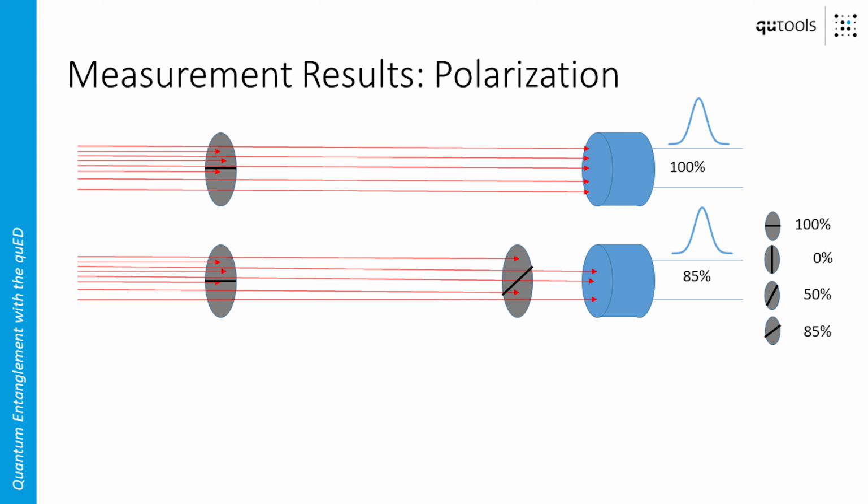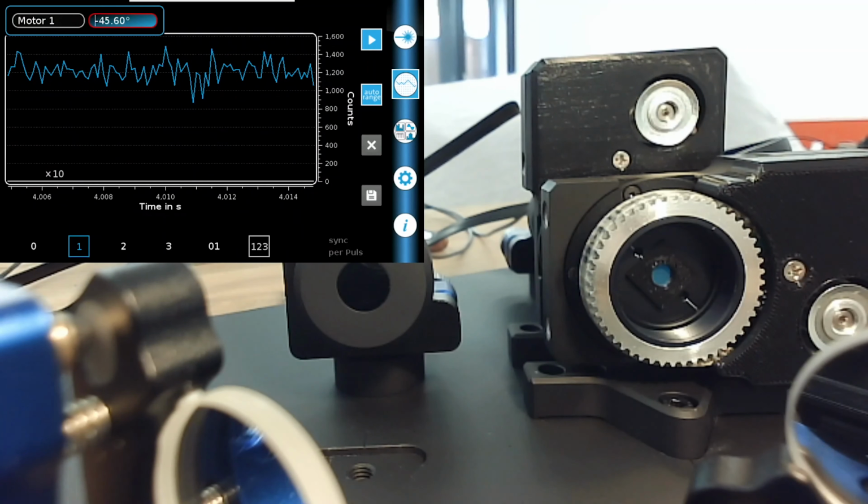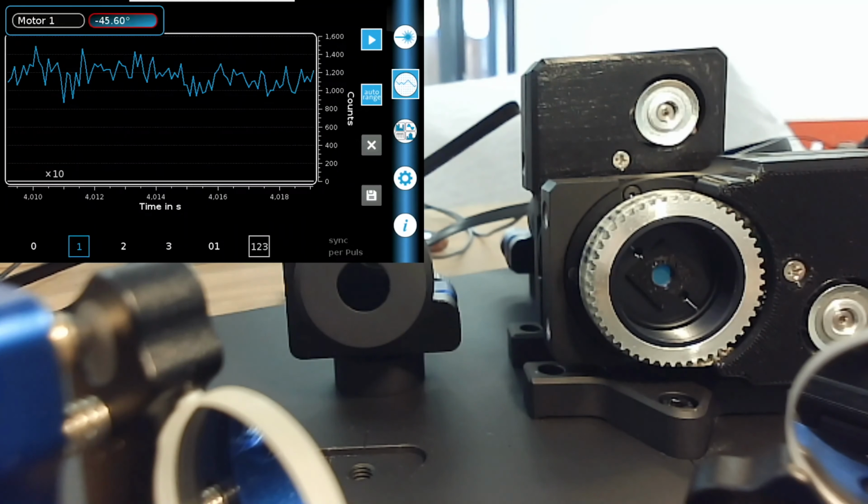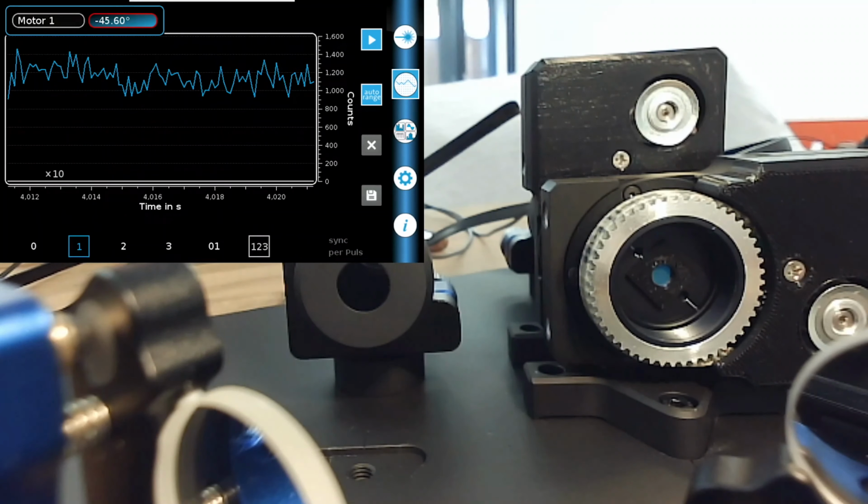So there's only one more thing I want to show you with the single photons before we move on to the photon pairs. And basically that is when we introduce a third polarizer. So let's go back to the experiment, where we are still in the situation that we have one polarizer at plus 45 degrees and the other one at minus 45 degrees.